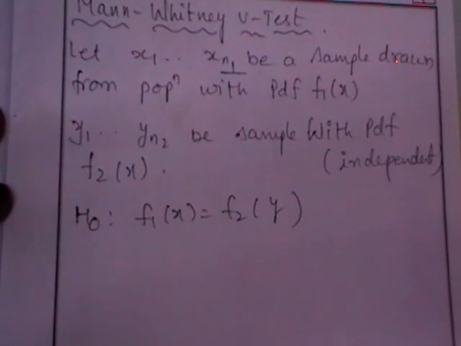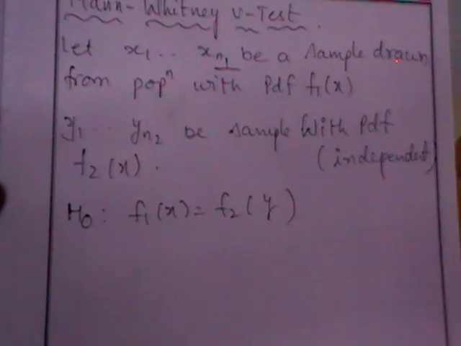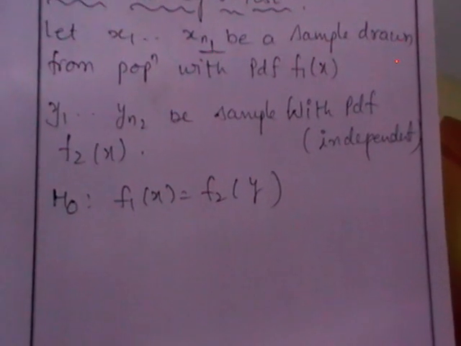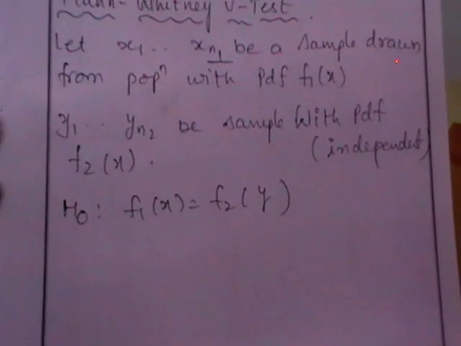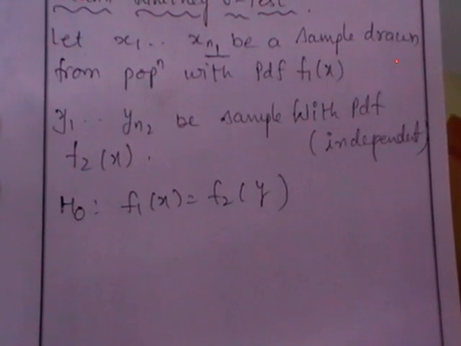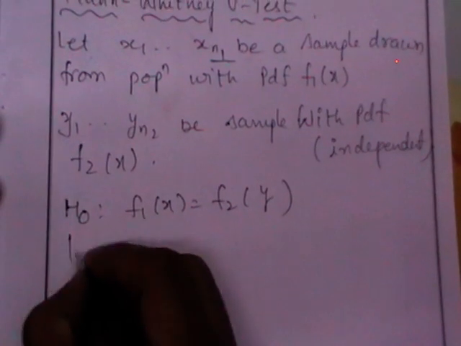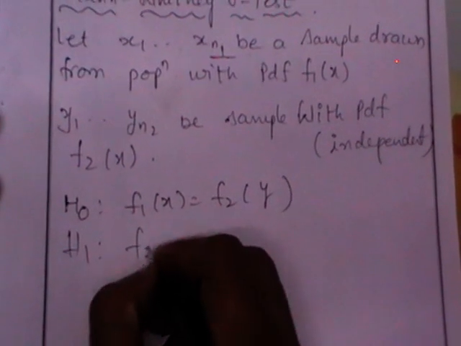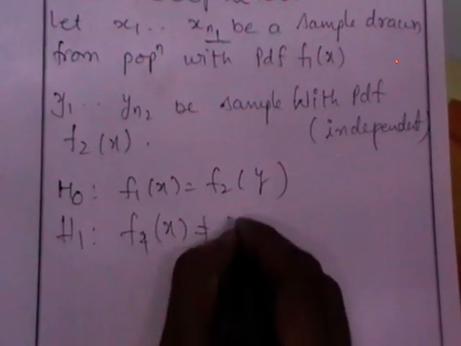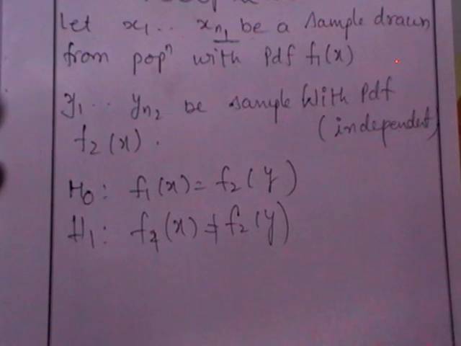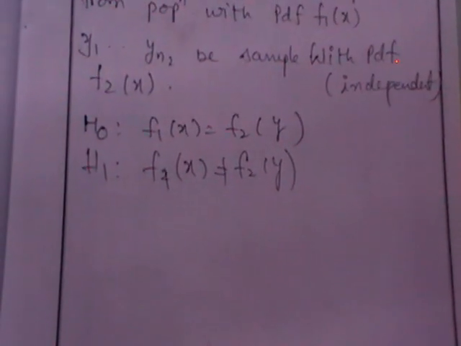So as it is for two samples, what is the null hypothesis? The two samples are drawn from the same population. If they are drawn from the same population, they have the same PDFs, that is, H0: f1(x) is equal to f2(y), and the alternative is f1(x) not equal to f2(y). The two samples have not come from the same population.